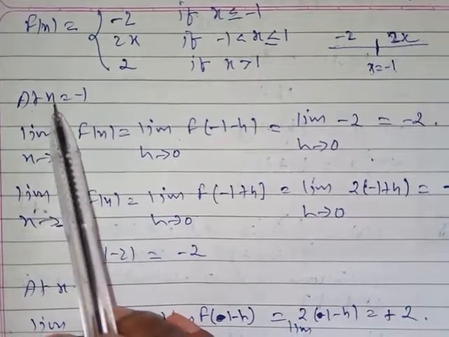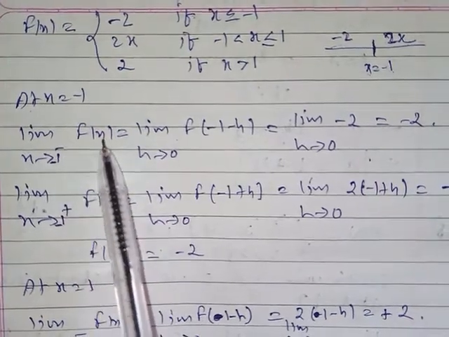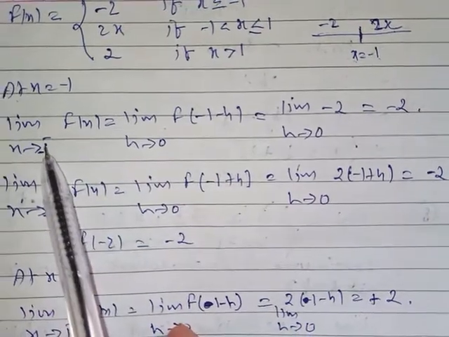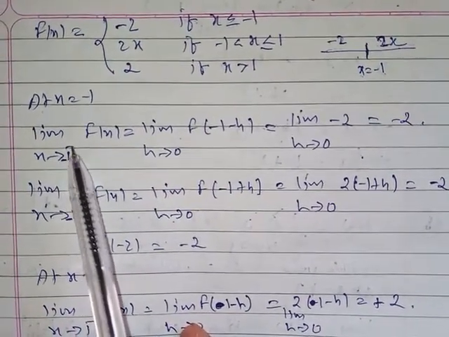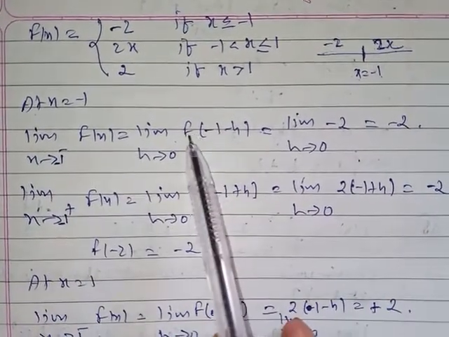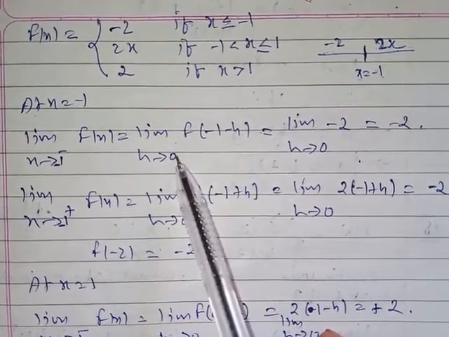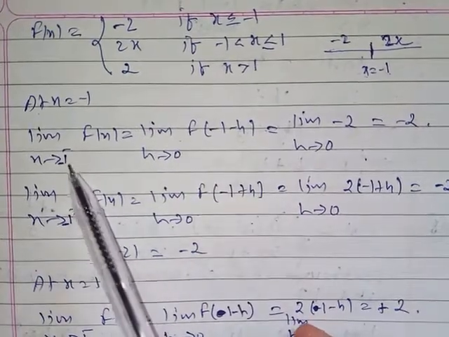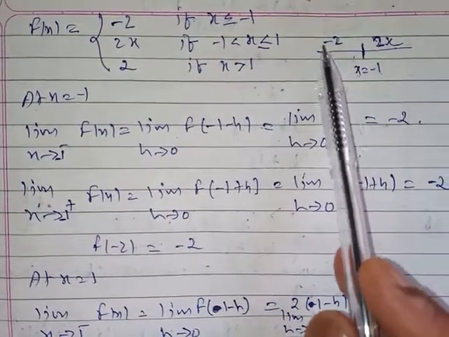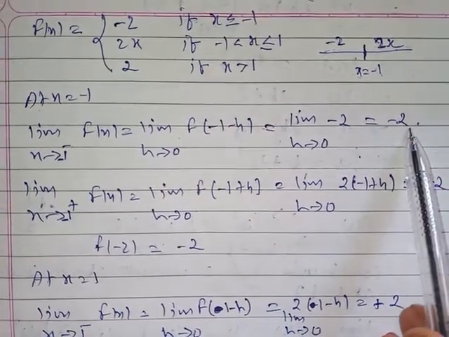So at x is equal to minus 1, limit x tends to minus 1 minus of f of x is equal to limit h tends to 0 of f of minus 1 minus h. So f will be at minus 1 minus h. What will be the value? You have to substitute. Left hand side of minus 1 is minus 2. So limit h tends to 0 of minus 2 is equal to minus 2.